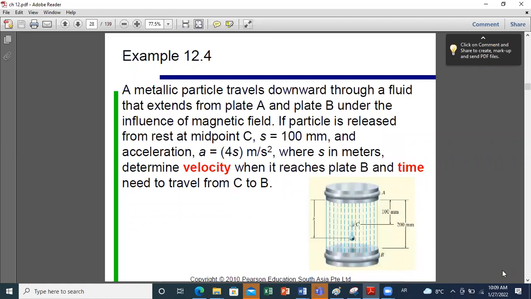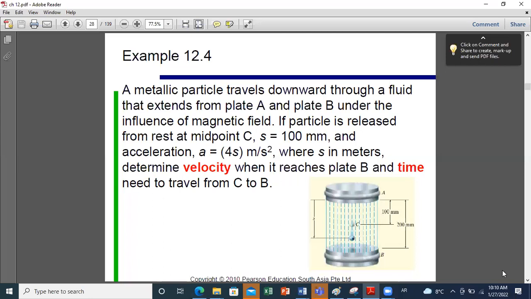We have a metallic particle that is traveling downwards through a fluid that extends from plate A to plate B under the influence of a magnetic field. If the particle is released from rest at point C, which is characterized by S equal to 100 millimeter, and an acceleration A function of position equals to 4s, where s is in meters, determine velocity when the particle will reach plate B and the time needed to travel from C to B.